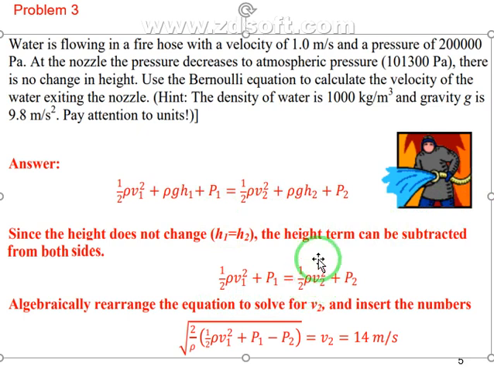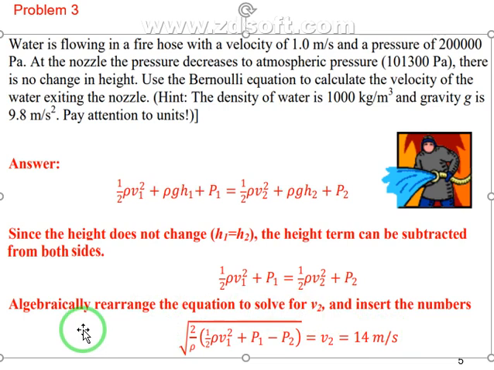Only we just remove Z or H here. So we have this equation. Straightforward. I have all parameters. I have rho. I have V1. I have P1 and I have P2. So I only need to calculate V2, which is 14 meters per second. Right, very simple and very direct.